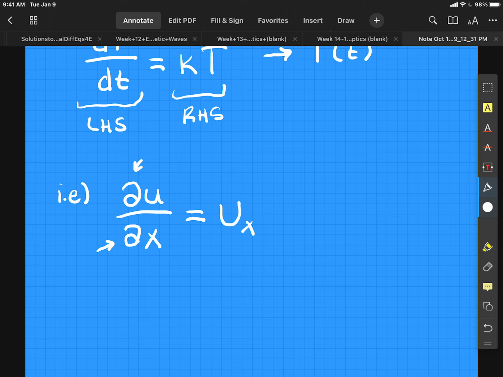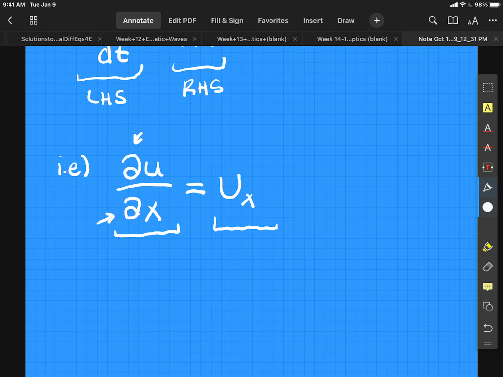So in this case, our function is u, but the derivative that we're taking with respect to is x. So we want to know the rate of change of the function u with respect to the x variable. That's essentially what this equation here is saying. And again, we can denote that using shorthand notation. And you could do this for, say, partial u over partial y. That would be equal to u y.